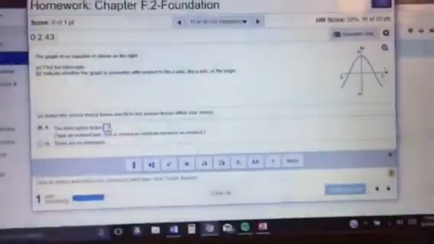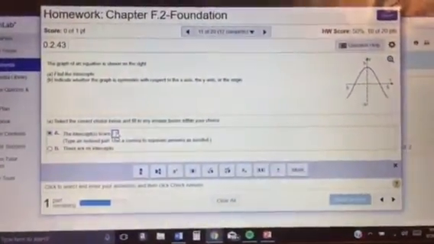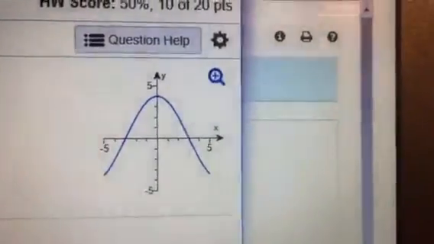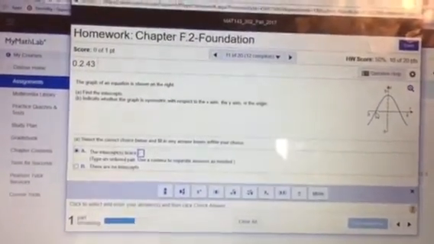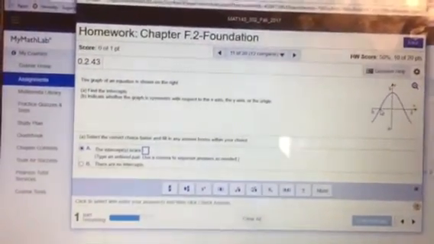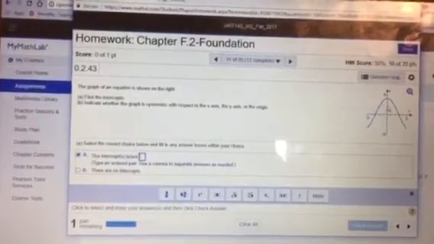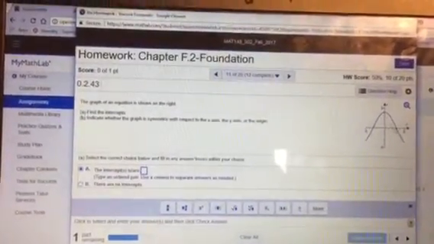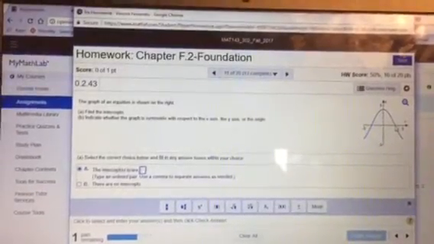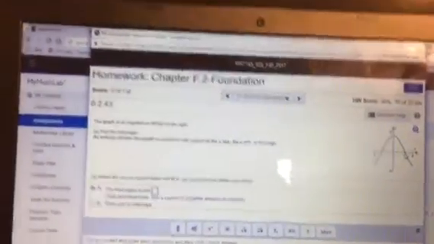So on the screen, it's asking to find the intercepts for this graph right here. So it's asking me to find the intercepts, and what we can see here is that we have a negative 3, comma 0. We have a 0, comma 4, and then another 3, comma 0. So let me put that into the computer real quick. Give me 1 second.